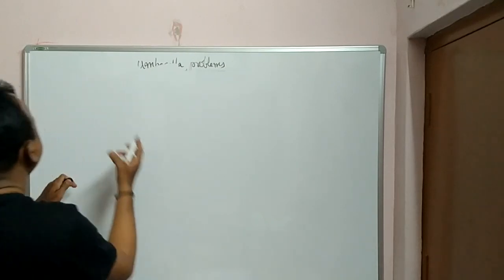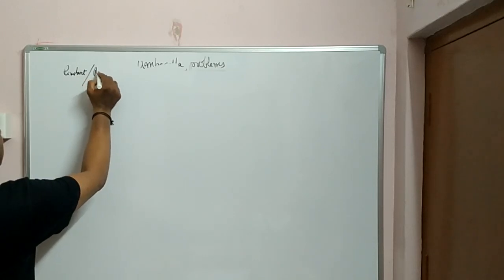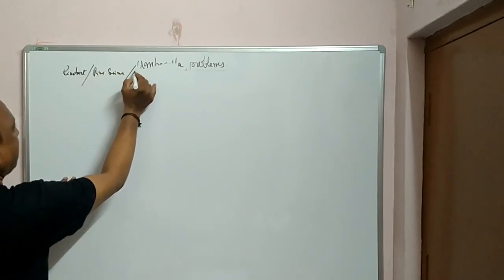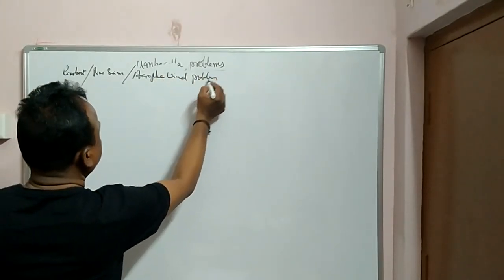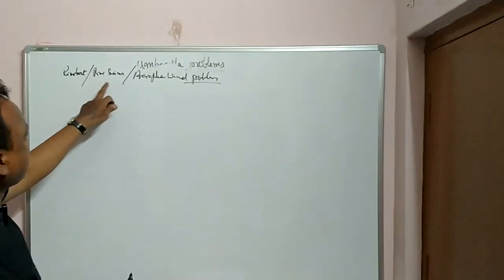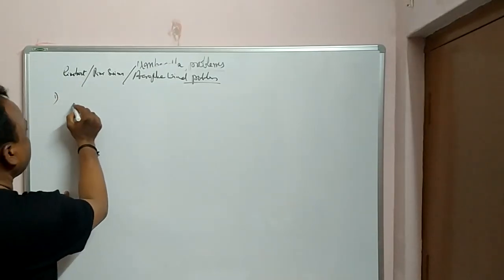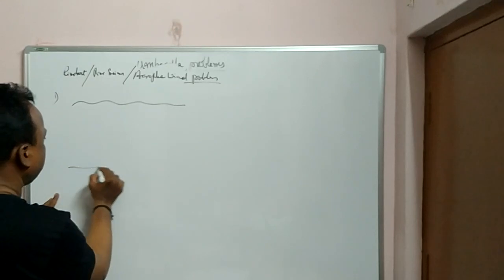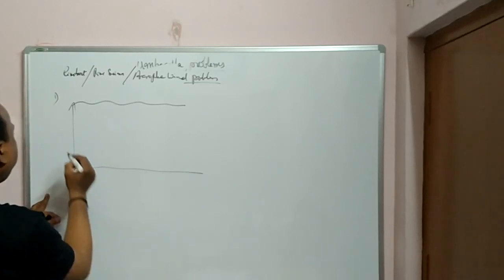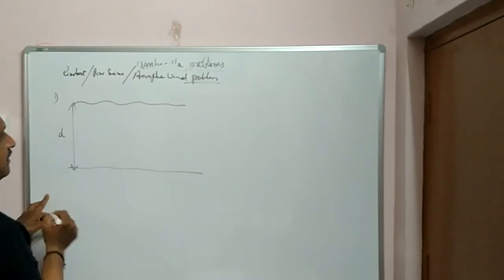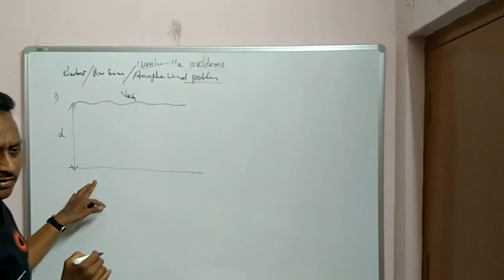You can call this by different names: river boat, river swimmer, or aeroplane wind problems. Let us discuss one by one. Suppose the river is flowing in this way. Let the width of the river be d. The river is flowing with a velocity, the velocity of the river with respect to ground.